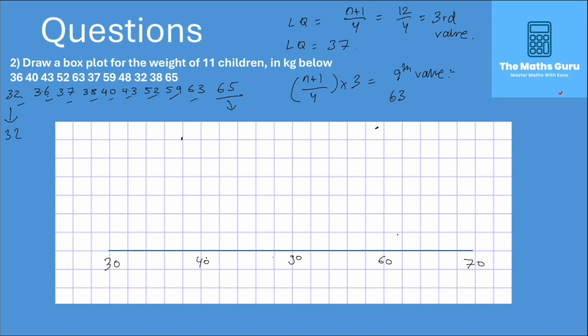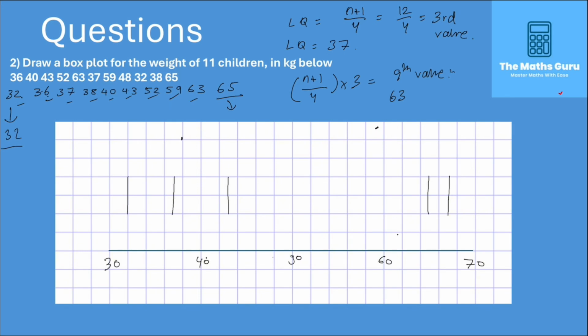So let's draw vertical lines. At first, our lower bound, which is 32, the lowest number in the set. 32, that's our vertical line. Lower quartile is our third value, which is 37. So let's draw a line at 37, which is going to be here. Then we have the median value to be 43. So 43 is going to be here. And we know our upper quartile is going to be 63. So our 63 is going to be here. And we know our largest value in the set is 65. So that's going to be right here.